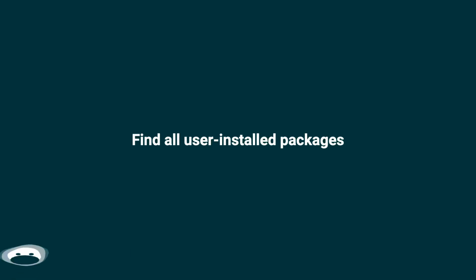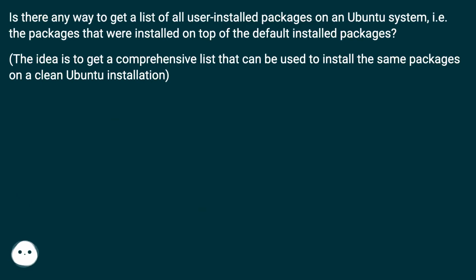Find all user-installed packages. Is there any way to get a list of all user-installed packages on an Ubuntu system, i.e. the packages that were installed on top of the default installed packages? The idea is to get a comprehensive list that can be used to install the same packages on a clean Ubuntu installation.